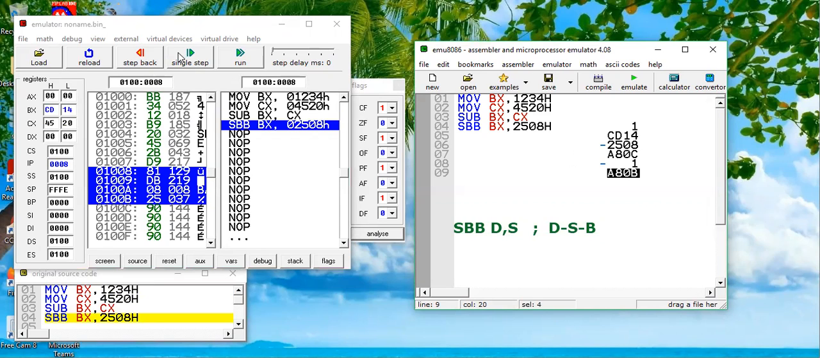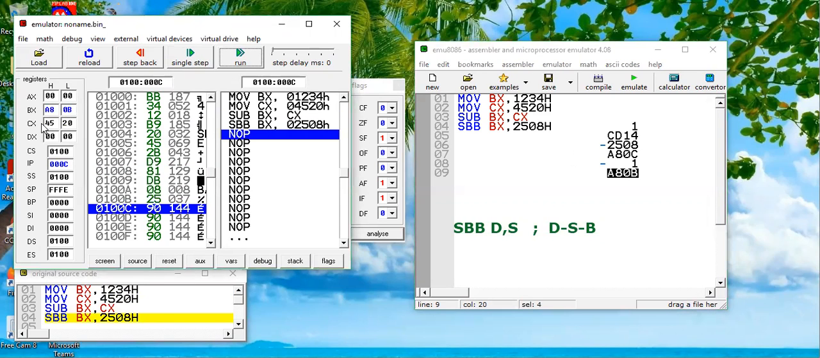So let's run this instruction. I hope you can see that the BX value is A80B, and since in the last subtraction there was no borrow taken, the borrow flag is 0. This is a bit of a complex instruction. That is why I have taken a very detailed example. I hope you have understood it.